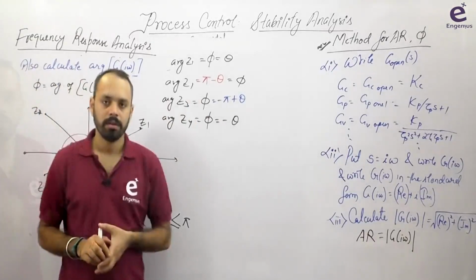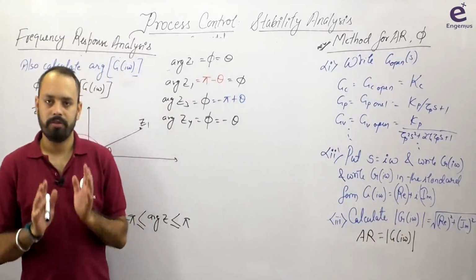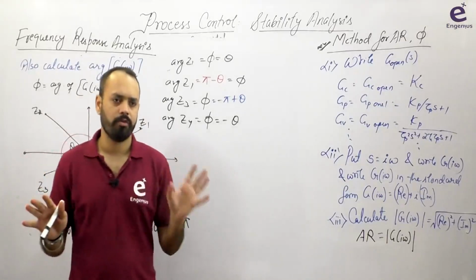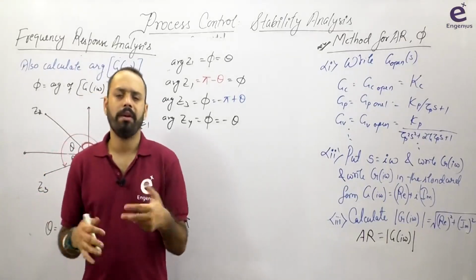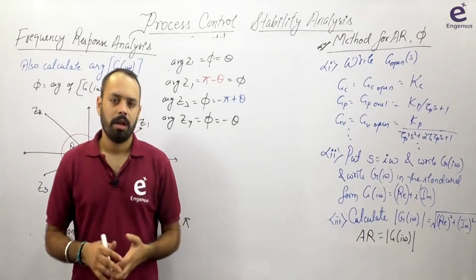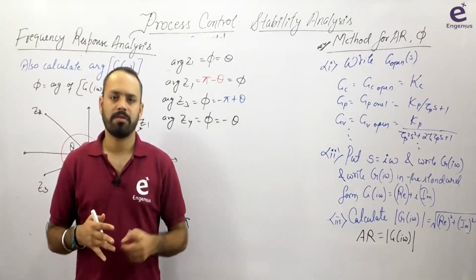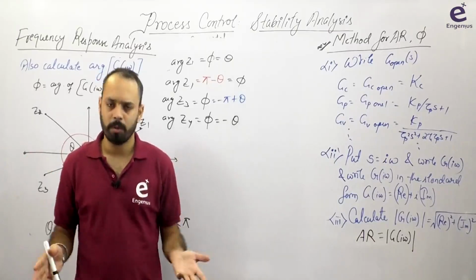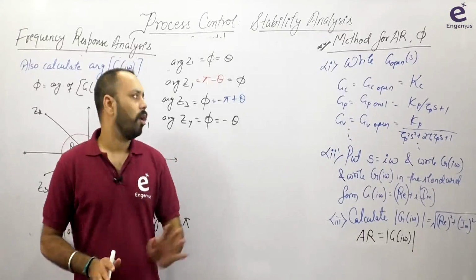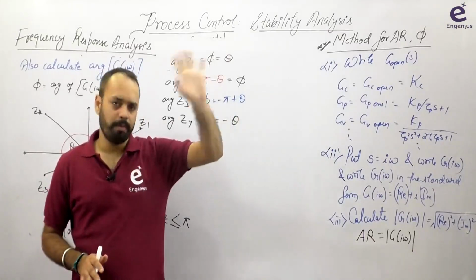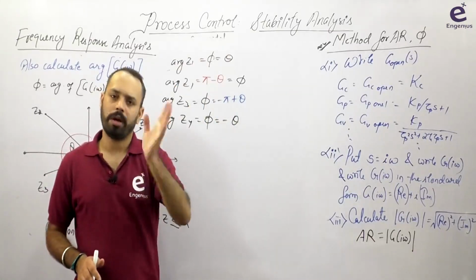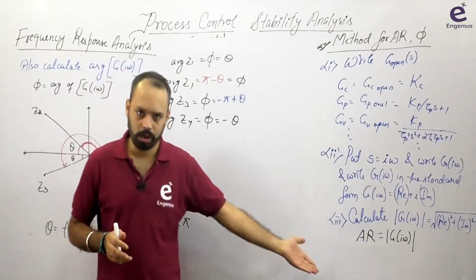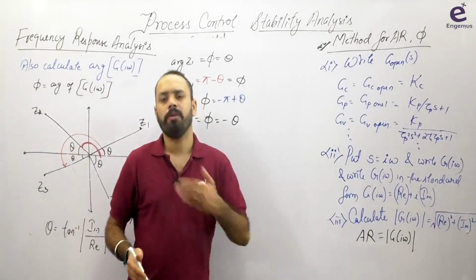So whenever you have a transfer function, it can be for a controller, a valve, or anything. Right now let's talk about the individual components. It can be a controller, a process, a final control element, a disturbance, a measuring element, right? It can be the set point transfer function, anything. You have the open transfer function of that particular component, put s equal to iota omega, make the complex number, find modulus, modulus will be amplitude ratio. Find argument, argument will be phase angle.